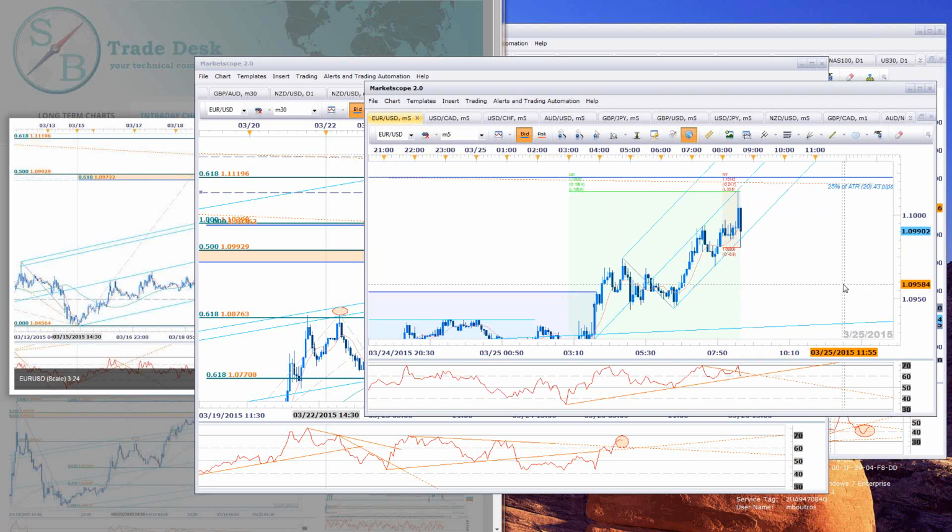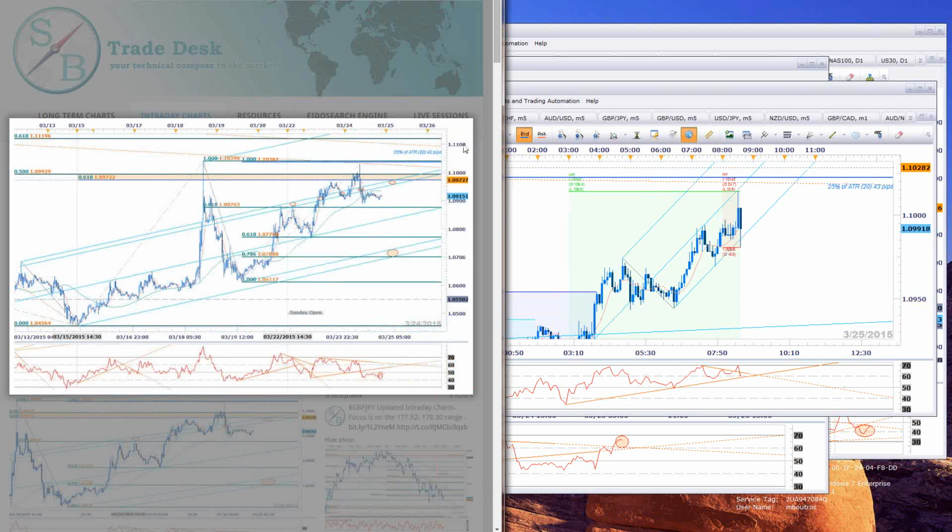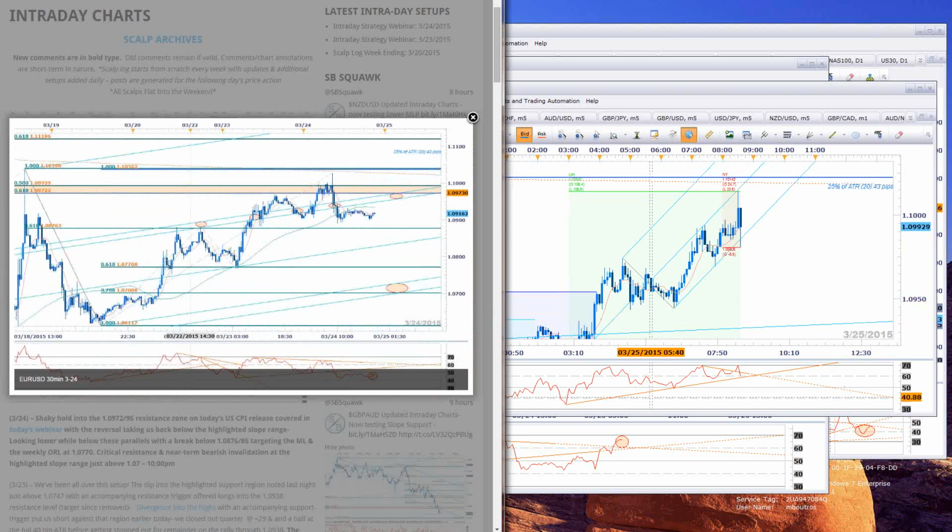Philip, does that help? Guys, does that walkthrough just give you a quick picture of the game plan here moving into the U.S. session? Levels are all mapped out on the intraday page. There's no change to any of these targets here moving into U.S.